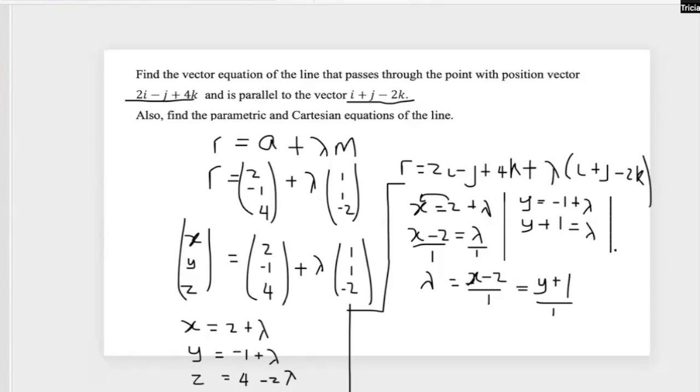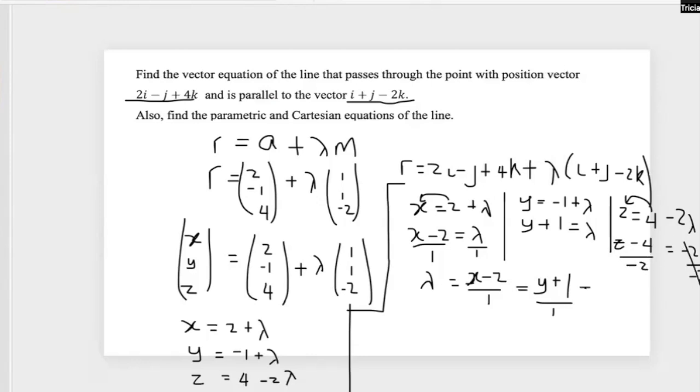Now, the next one is where we have z equal 4 minus 2 lambda. And we are going to make lambda the subject. So it means the first thing we carry over the 4. So carrying over the 4, we're going to have z minus 4 equal minus 2 lambda. And then divide both sides by minus 2. So that means you have z minus 4 over negative 2.